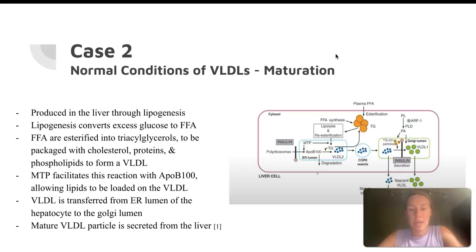The MTP facilitates this reaction with the ApoB100 protein, which allows these lipids to be loaded onto the VLDL. Then from there, the VLDL is transferred from the lumen of the endoplasmic reticulum into the lumen of the Golgi, where it goes through the maturing process and is then released into circulation by the liver.